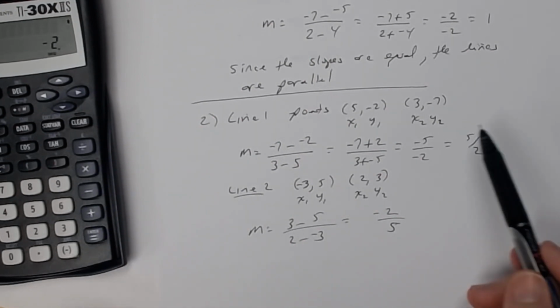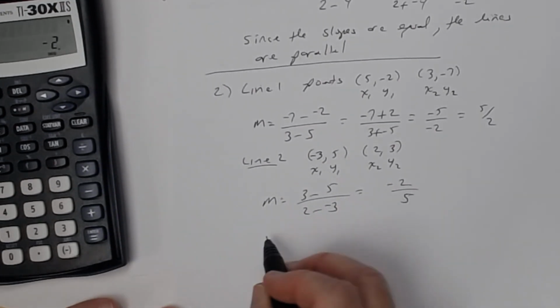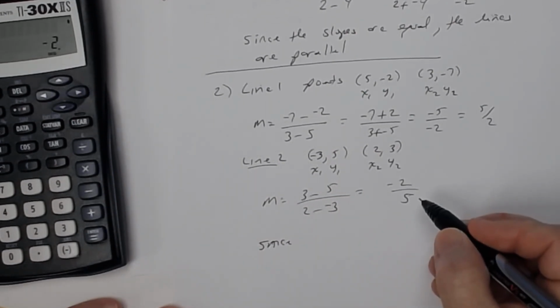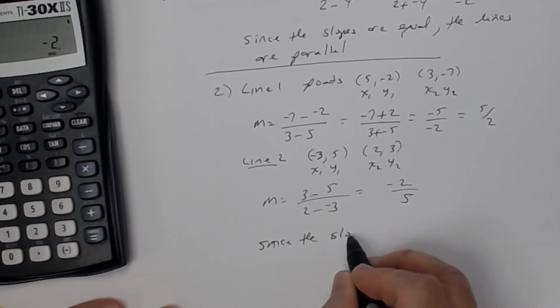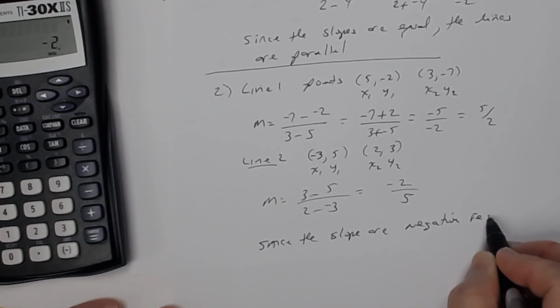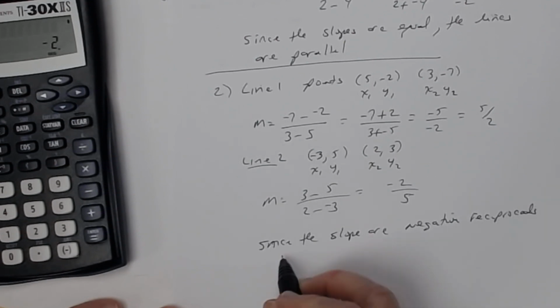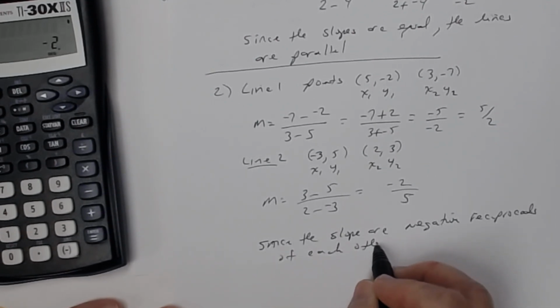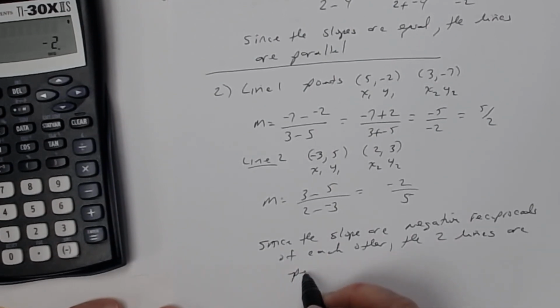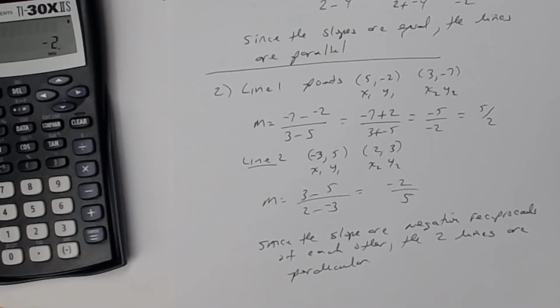All right, so there's the slope of line 1. There's the slope of line 2. So you're going to say this. Since I see the slopes, you're giving me the slopes. Okay, so since the slopes are negative reciprocals of each other, the two lines are perpendicular. Okay, so the two lines would be perpendicular. All right, so that is number 2.